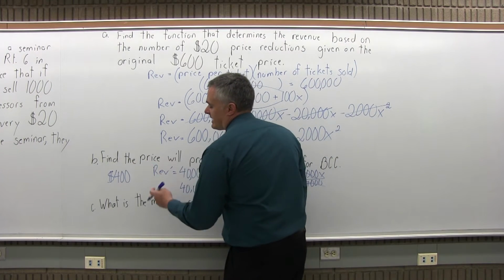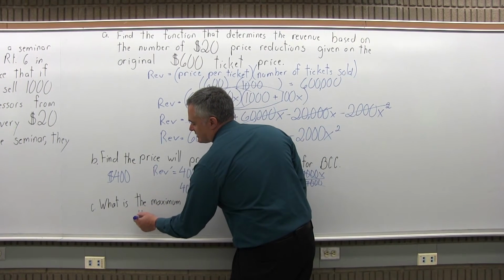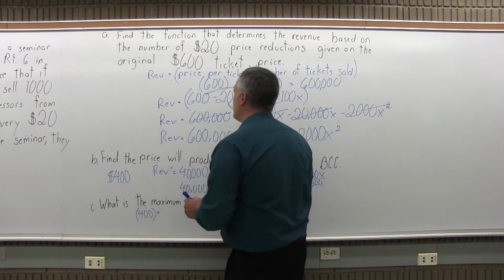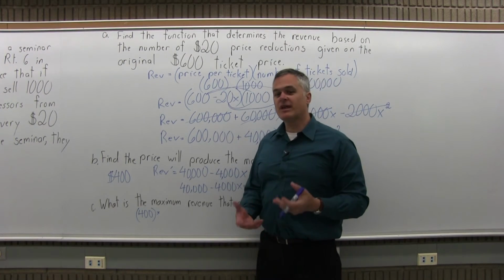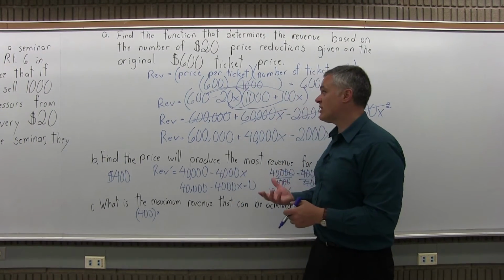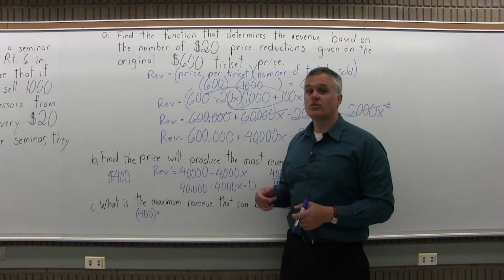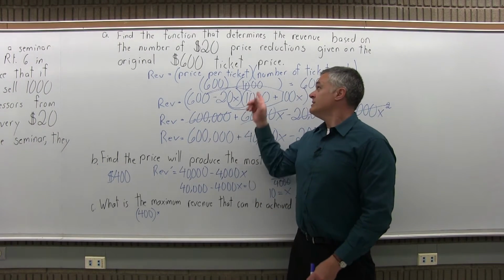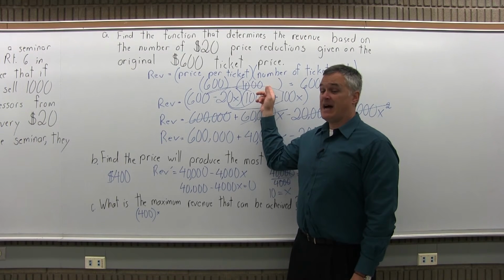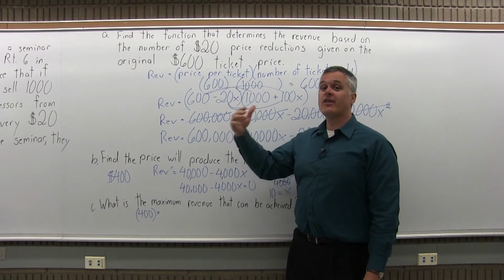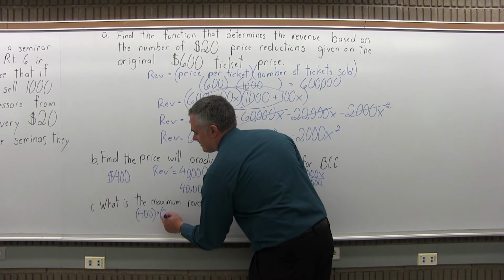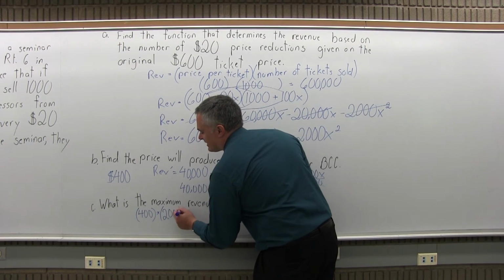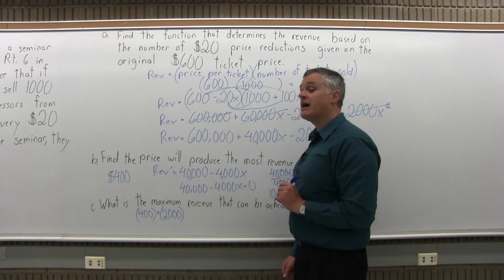So now part C, what is the maximum revenue? So when you do price times number of tickets, the price is $400 times the number of tickets. Well, if you're starting at 1,000 tickets sold and you're giving 10 price reductions, and every price reduction is going to sell 100 more tickets for you, 10 times 100 is 1,000. So you're going to go from 1,000, you're going to add another 1,000 people who will be willing to buy a ticket. So 1,000 plus another 1,000 is 2,000.